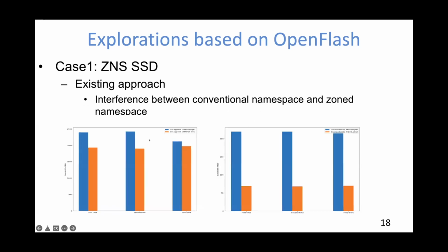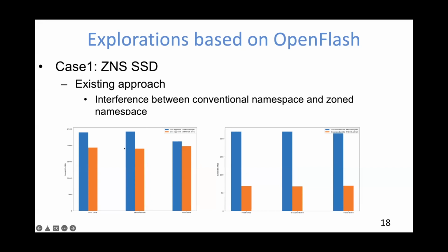So the second approach I just mentioned seems a good solution to run F2FS on ZNS SSD. However, we ran experiments to test the interference between the conventional namespace and the zone namespace. These two figures show the result. The left figure shows the result when we send large granularity sequential writes to both the conventional namespace and the zone namespace. As you can see in this figure, the blue ones are the performance of the zone namespace, and the red ones are the performance result of the conventional namespace.